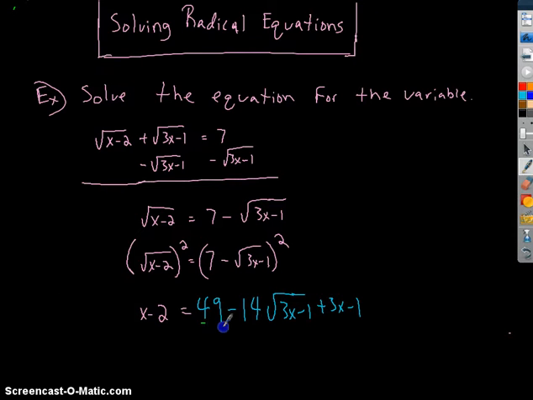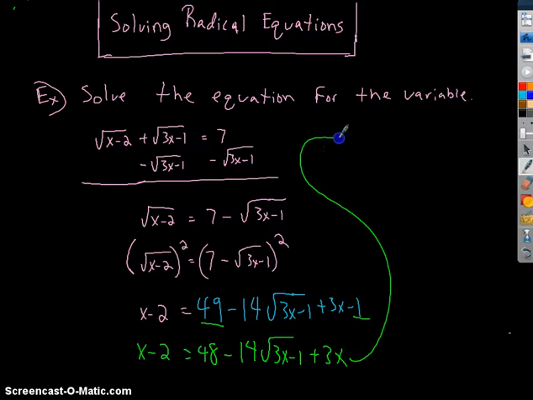So you should recognize you have like terms here and here. You can add those. You add those, this 49 and negative 1 becomes a 48. Everything else remains the same. If you notice, we have one radical in that equation now, and our goal is to isolate it. So you need to subtract the 3x, subtract the 48 to the other side to try to isolate it.